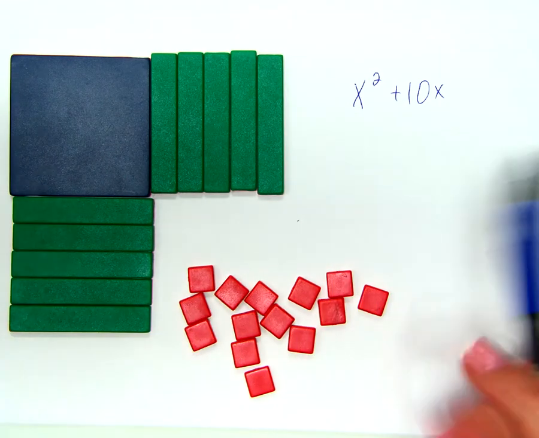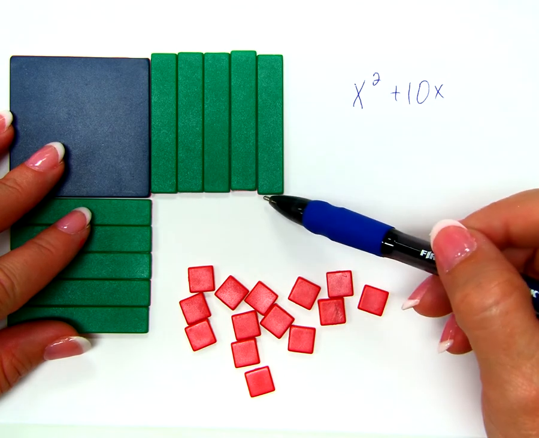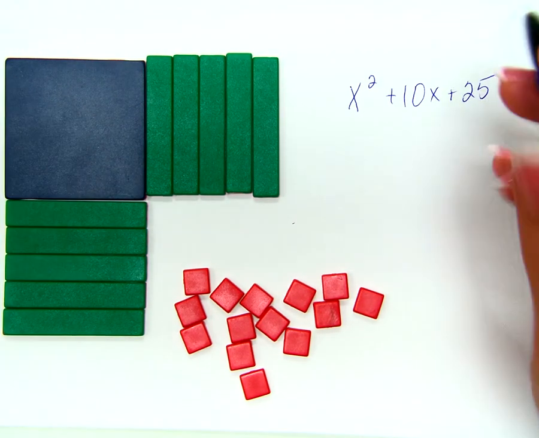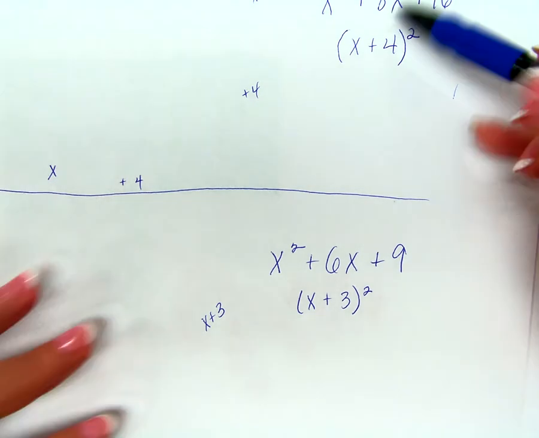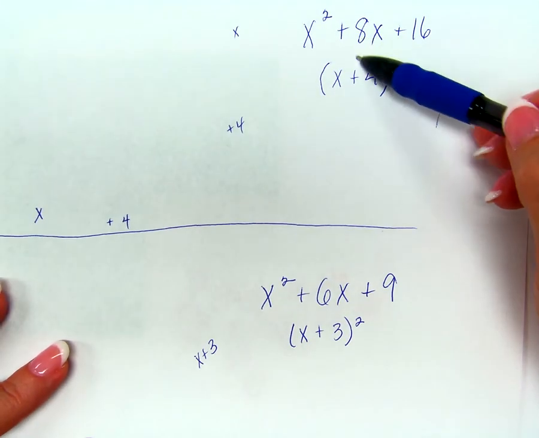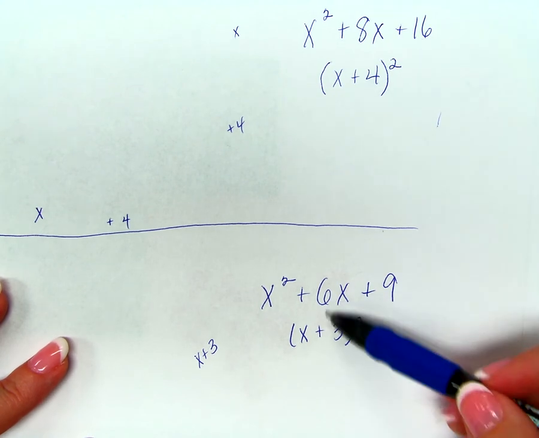I know that that's going to be right because what's this length right here? 5. And what's this length right here? 5. So do you see where that number comes from right there? Does that work for both of these other ones? It did. Divide that term by 2. 4. Square it. Divide that term by 2. 3. Square it.